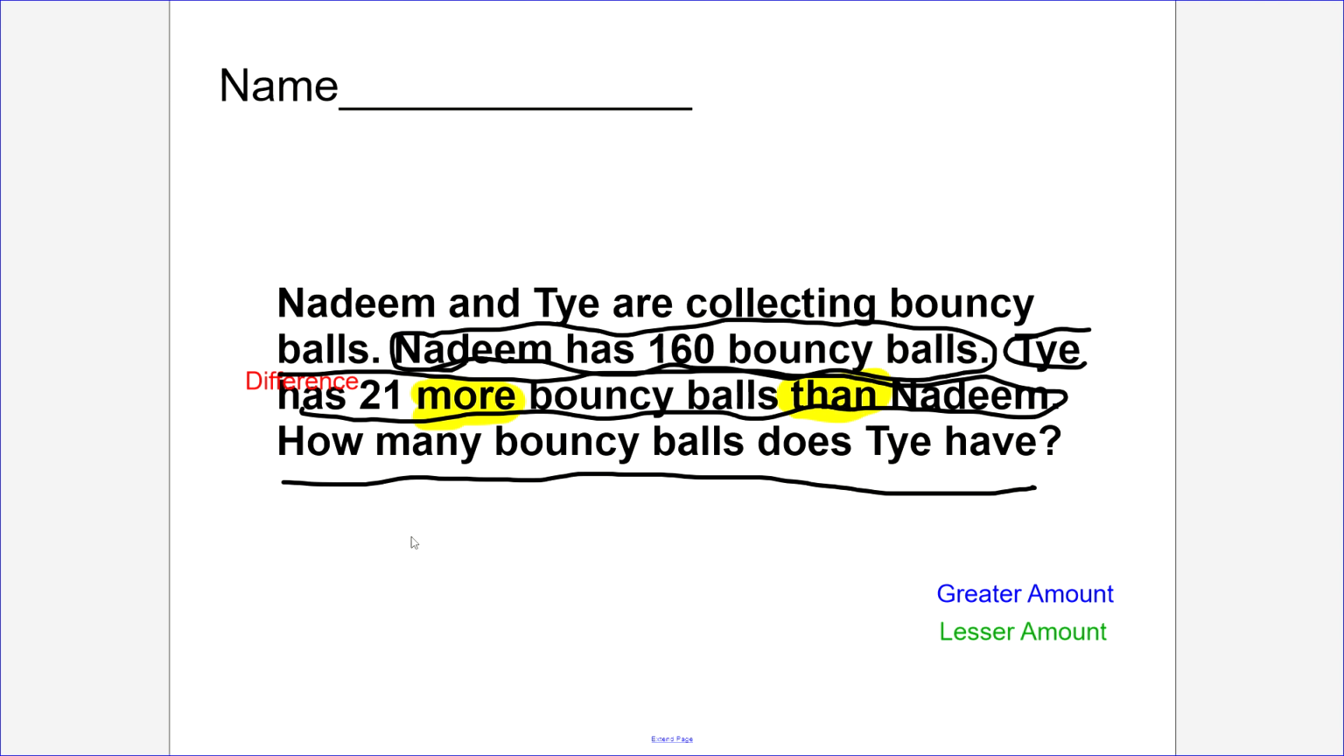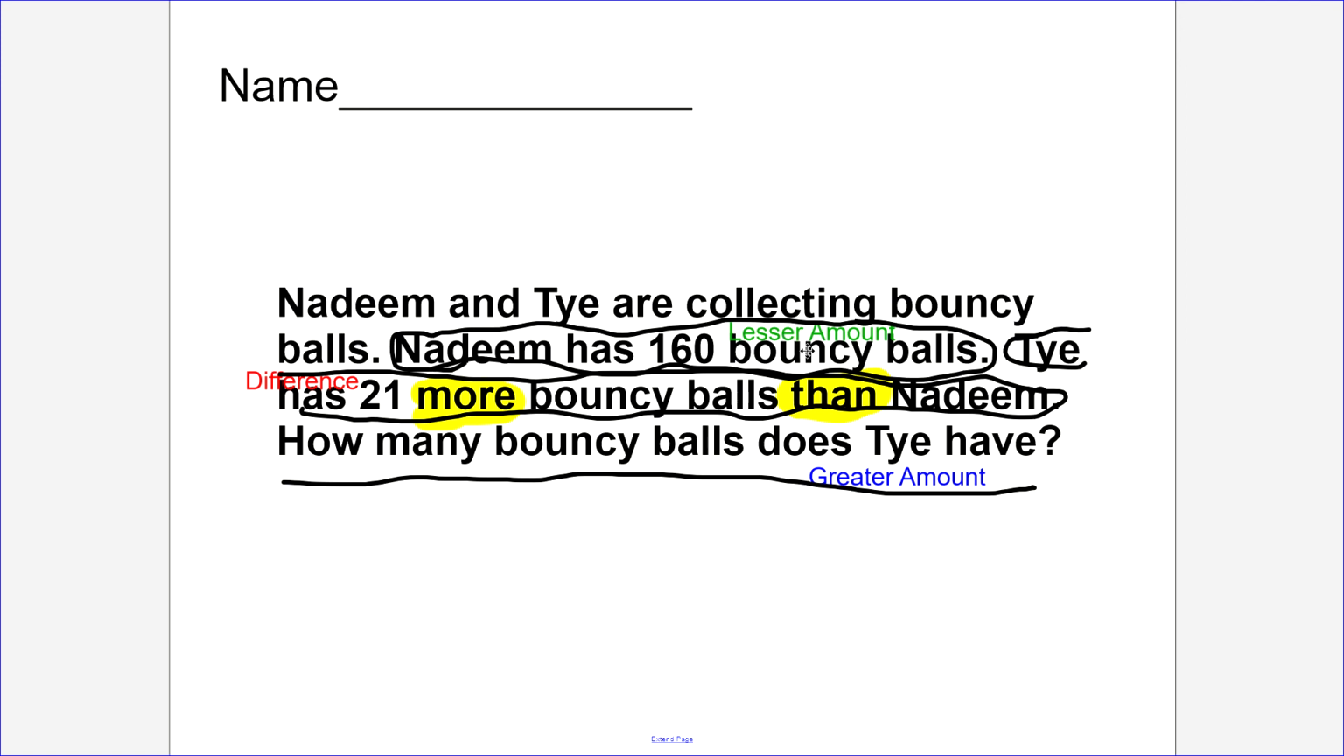Now that we know that information, third grade, who has the greater amount of bouncy balls? Ty or Nadim? You're right. Ty has the greater number of bouncy balls because he has more than Nadim. So that tells me the question, how many bouncy balls does Ty have, is asking us to find the greater amount. Since Ty's bouncy balls has to be the greater amount, Nadim's bouncy balls have to be the lesser amount. When one piece of information is the greater amount, the other one has to be the lesser amount. If Ty has more, Nadim has to have less.